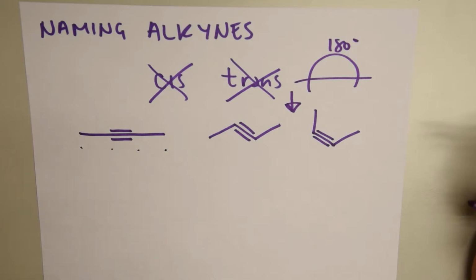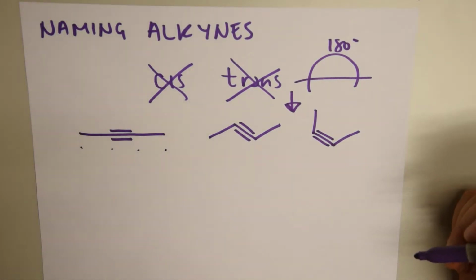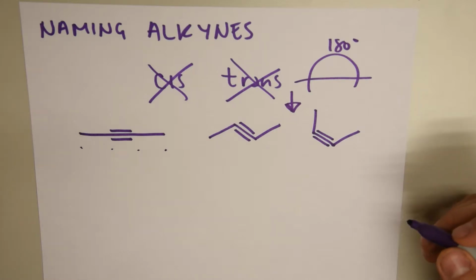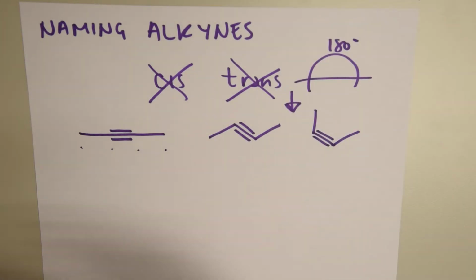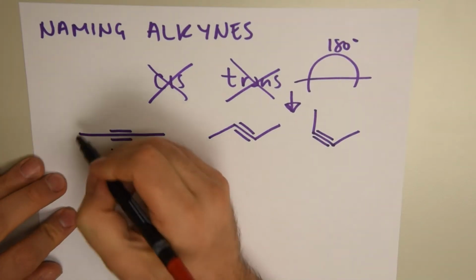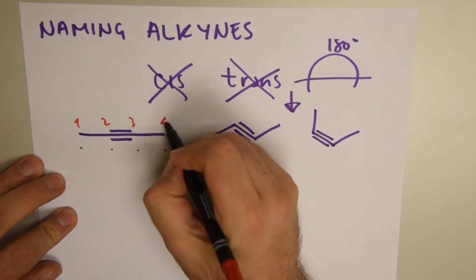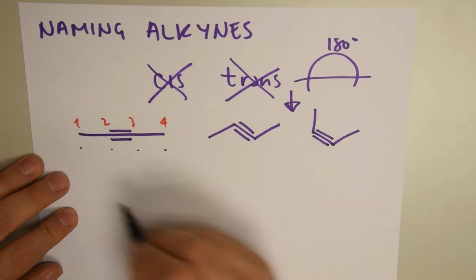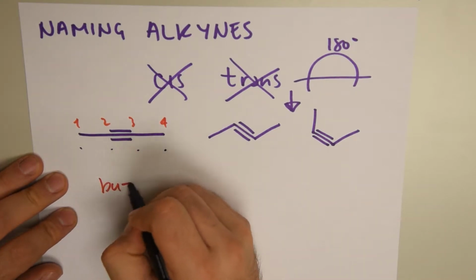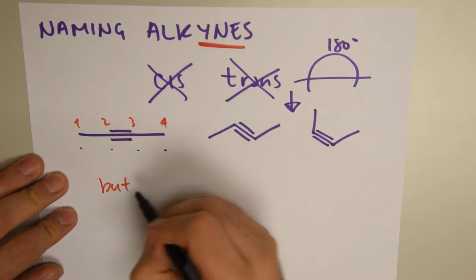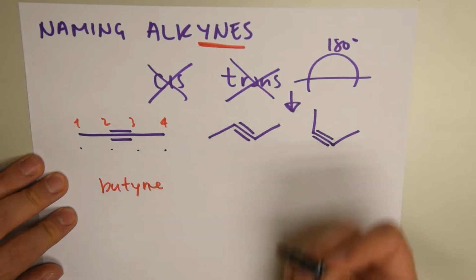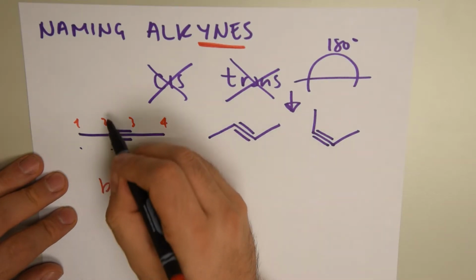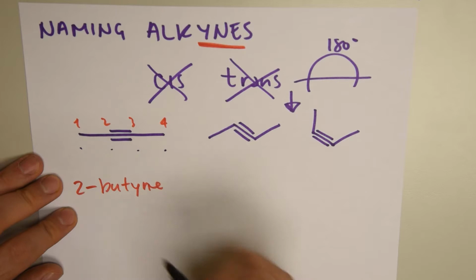But don't be fooled, it's very simple. Again, just like with double bonds, triple bonds are the star of the show, so we want to give it the lowest numbers possible. So right here, if I take this molecule, it's going to be 1, 2, 3, 4, and I only indicate where that triple bond is. 4 carbons, but. Ending of alkynes, yne, butyne. Where is my triple bond? It's located at carbon number 2, 2-butyne.